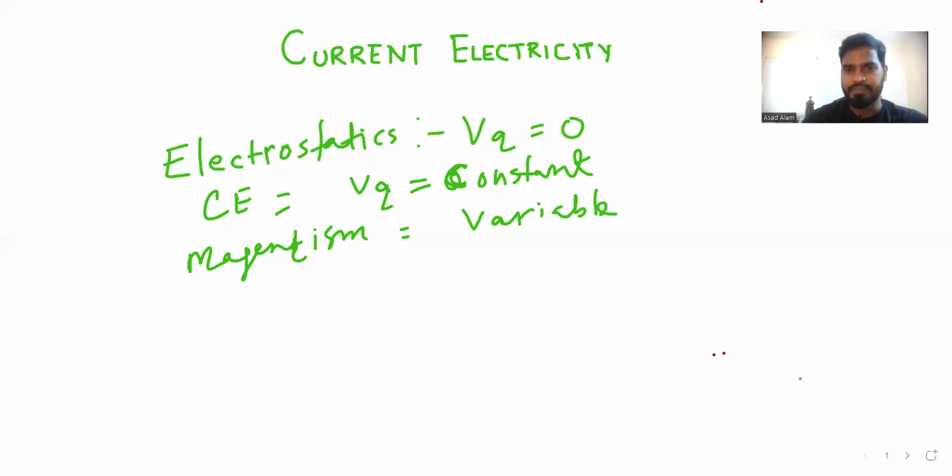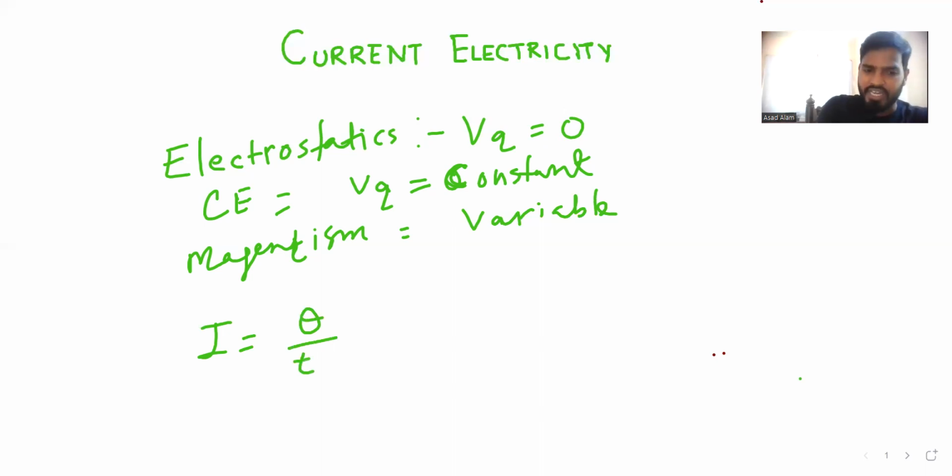Let's see current. Current is the flow of charges per unit time. We already learned what charge is in the first chapter. If you haven't seen it, you can watch it, it is there in the playlist. So the flow of charge per unit time is current. We can say I is equal to Q by T.